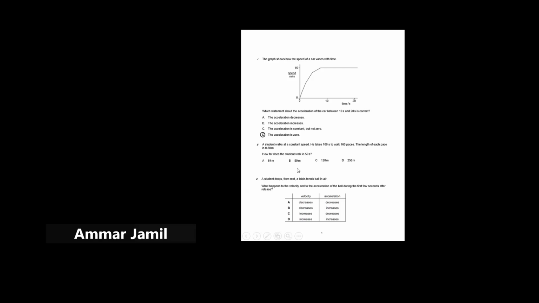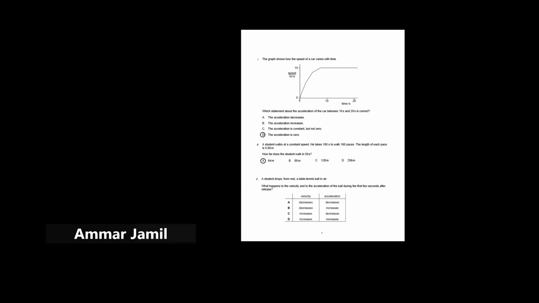Question number two. A student walks at a constant speed and you need to find out the time it takes after these calculations. As you can see, it takes 100 seconds to walk 160 paces. This will give you the speed, and then you have a distance and you have already calculated the speed. So the distance covered in 50 seconds with this speed will be 64 meters.